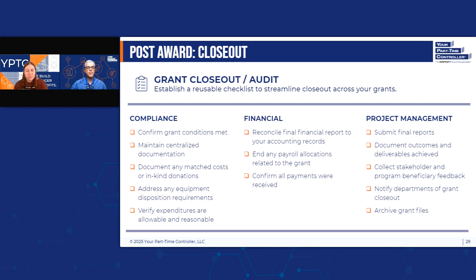On the project management side, make sure you submit all your final reports to the funder. These often include both narrative and financial components. You want to document the outcomes and deliverables achieved. This helps demonstrate your impact. Collect feedback from stakeholders and beneficiaries for evaluation and future improvement. Many funders will ask for this. And lastly, notify internal departments about the grant closeout and archive all your grant files securely.